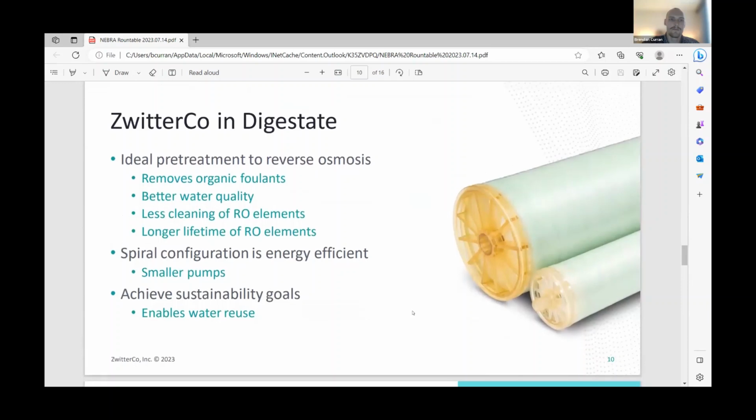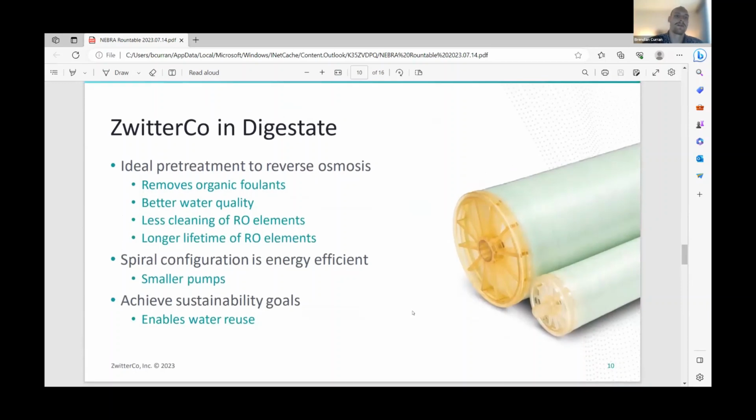This is an overview or summary of what I just said, as ZwitterCo and digestate. We're the ideal pre-treatment to reverse osmosis for removing the organic foulants. We have better water quality for the RO so that there are fewer cleanings of the RO elements, and a longer lifetime. Ideally, we want to decrease the OPEX and CAPEX that people have to spend on these digestate projects for agricultural and food waste digesters, because that's important for a lot of people.